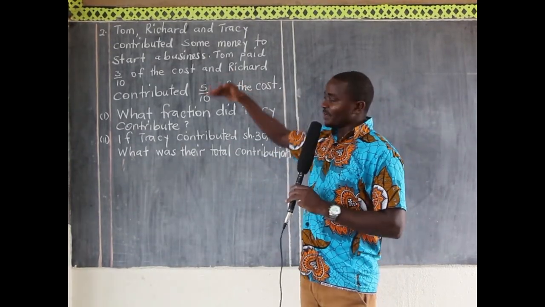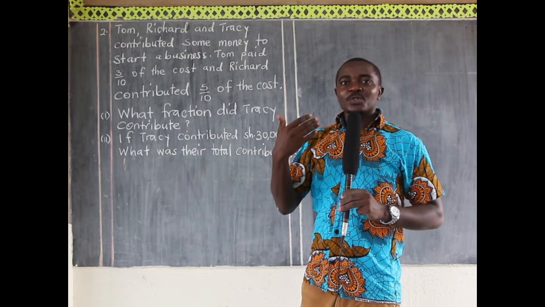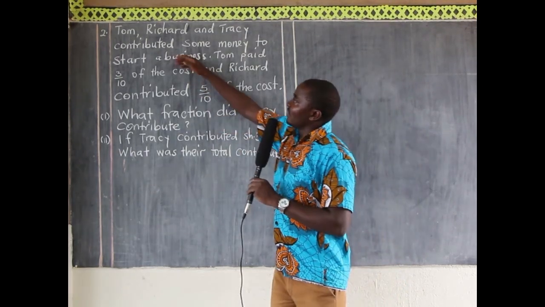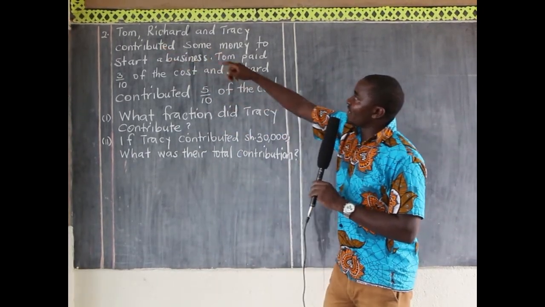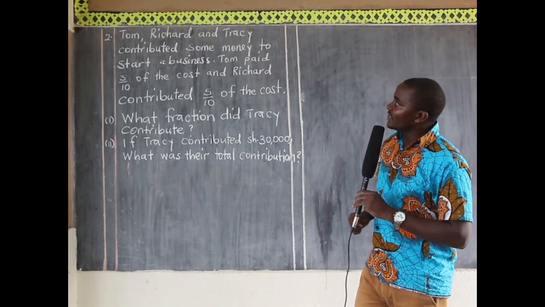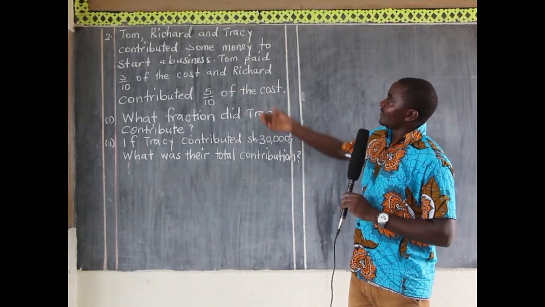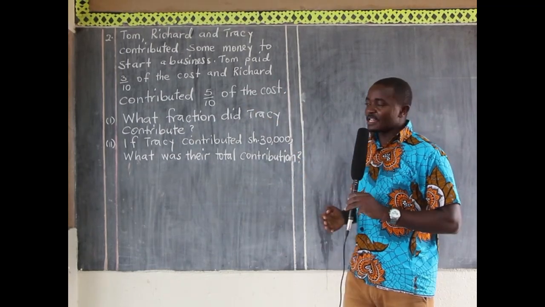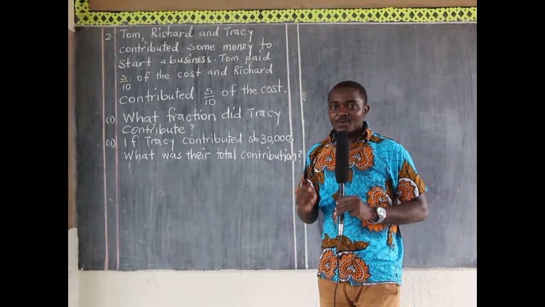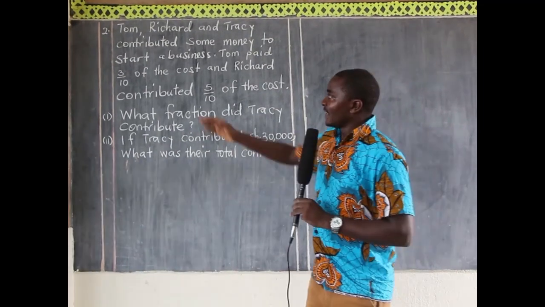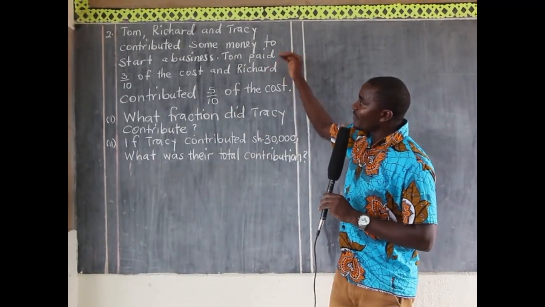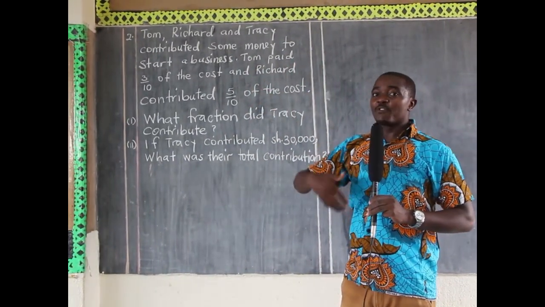This is number 2. Let us have example 2. Tom, Richard and Tracy contributed some money to start a business. Tom paid 3 out of 10 of the cost. So you must think about that. The fraction Tom paid is 3 out of 10 of the cost.